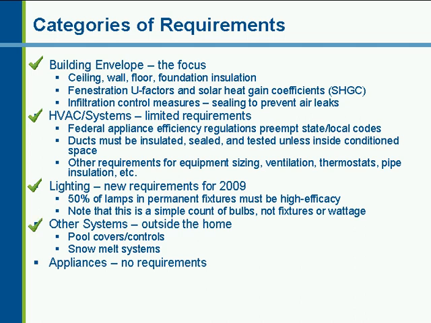There are a few other systems outside the home itself that are covered by this code: pools, snow melt systems, and so forth. And I note appliances simply to make the point that there are no requirements for any appliances beyond the ones that have been mentioned in here. The one thing that you might think of is water heating, and that's included under the HVAC and systems category.